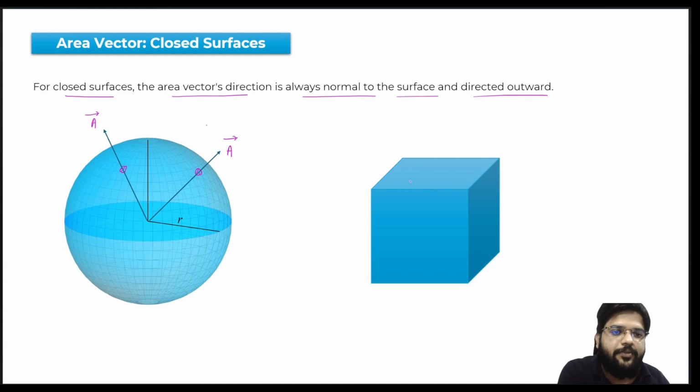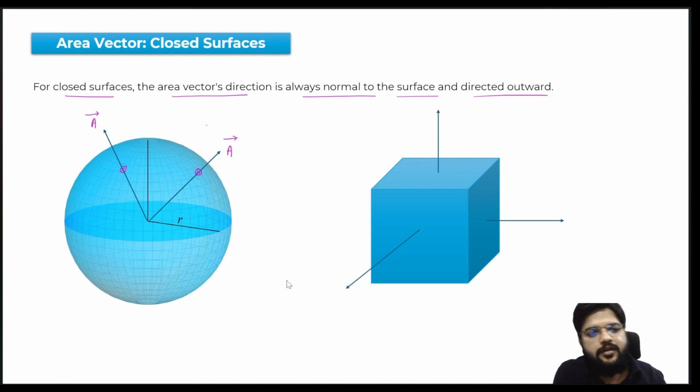Now in the second case, we have one cube, and if you want to make the area vector for this surface, what do I have to do? We know that the area vector is always normal to the surface. So this is the surface, and the direction of the area vector is normal to the surface. For this surface, this is the area vector. For this surface, the direction of the area vector is this. And for this surface, this is the direction of the area vector. I hope it is clear how we can write the area vector direction. So note down this one also.